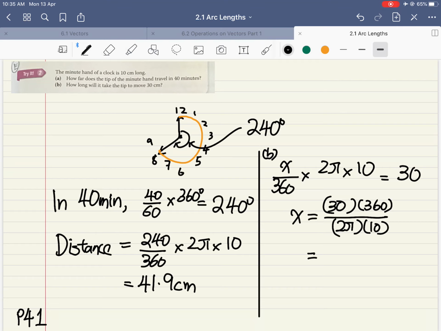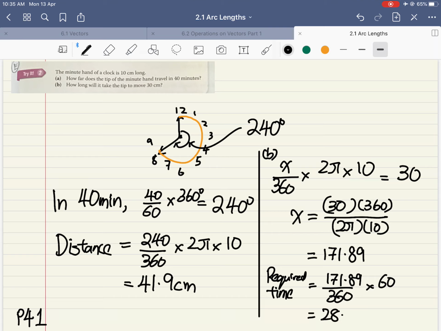So the angle it moves for it to move an arc of 30 cm is 171.89 degrees. This is the angle that it moves for the tip to move 30 cm. Hence the required time is equal to 171.89 over 360 times 60 minutes, what proportion of 60 minutes. We will know that is 28.6 minutes.